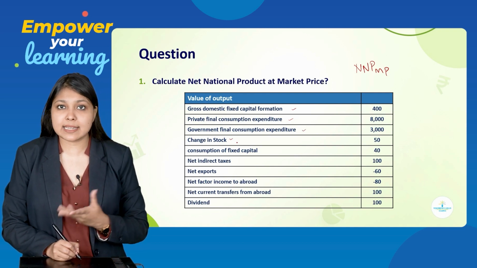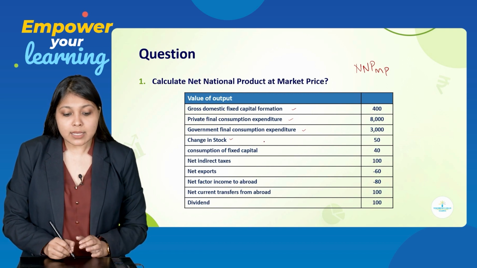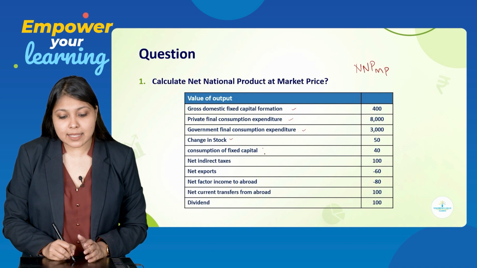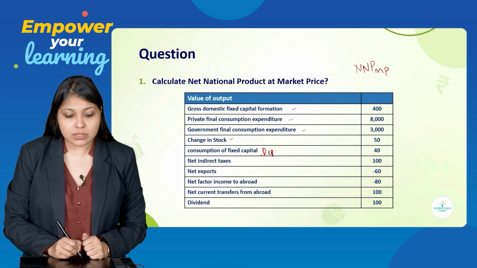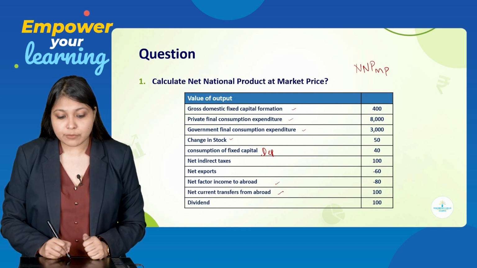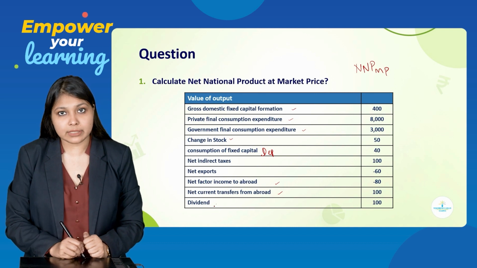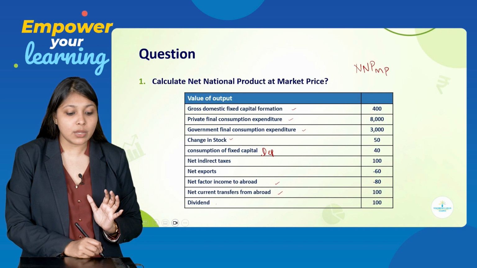So, CIS is directly given to you. You don't have to find out closing stock or opening stock. Consumption of fixed capital is nothing but your depreciation. NIT, net indirect taxes, net exports, net factor income to abroad, net current transfers from abroad and dividend. So, these are the few information which are already given to us in the question.